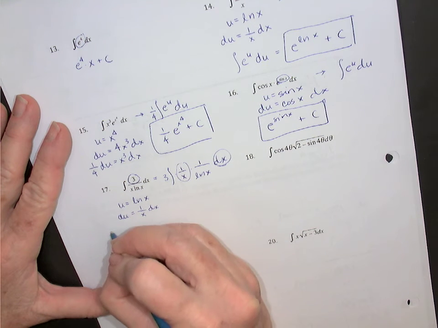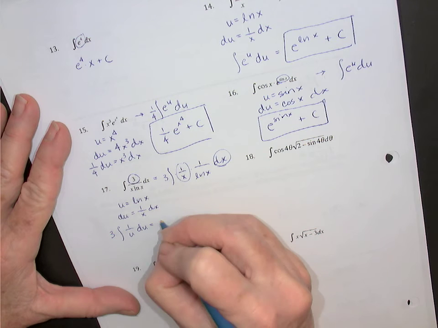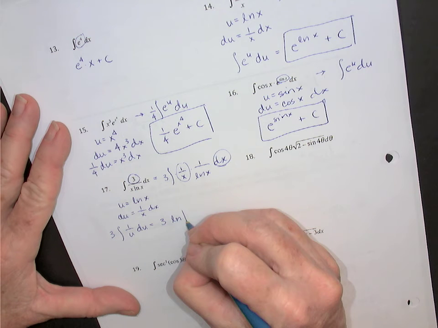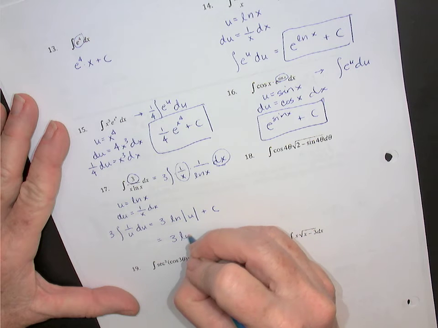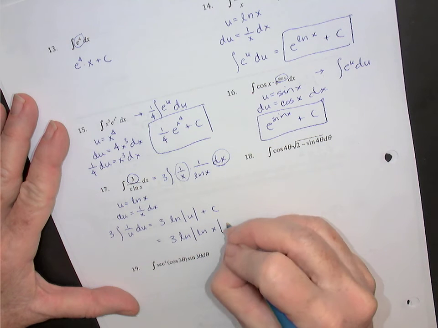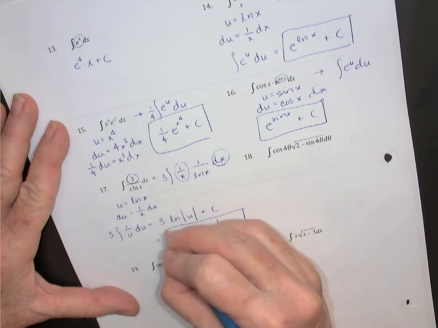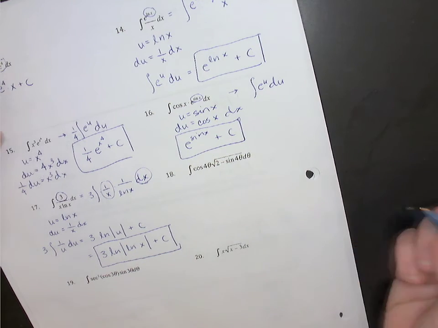So I'm going to rewrite this as 3 times the antiderivative of 1 over u du, which is 3 times ln absolute value of u. So this is going to give me 3 times the natural log of x plus c. And you can ask me about absolute value in here, and we'll talk about it in class.